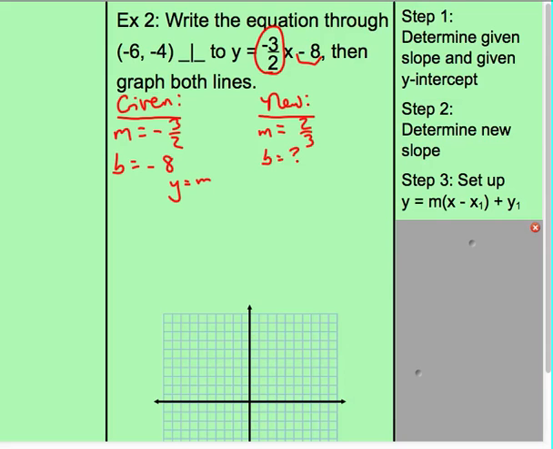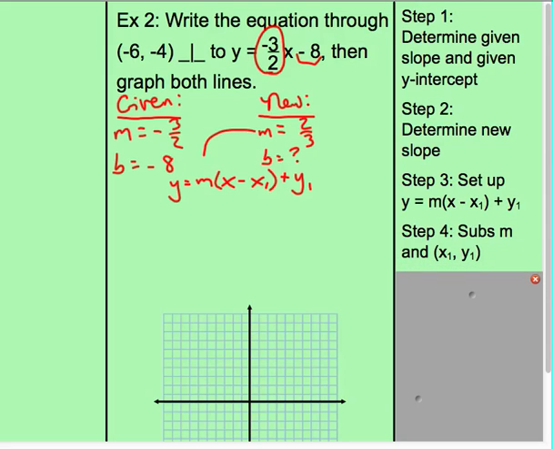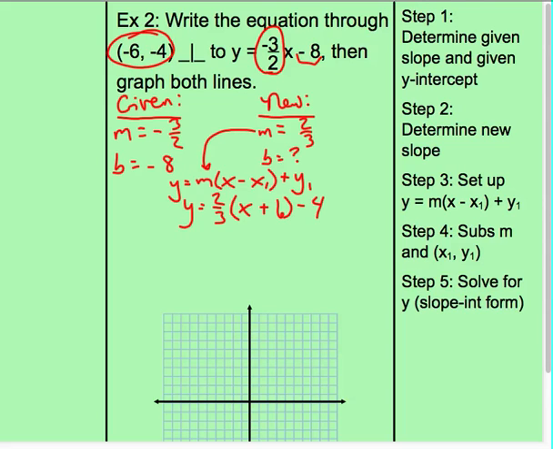Setting up our equation. Substituting our new slope and our point. Putting -6 into the x, -4 goes outside, and we're going to solve for y. So distributing my 2/3, I'll show my steps here again. Distributing it to my 6.